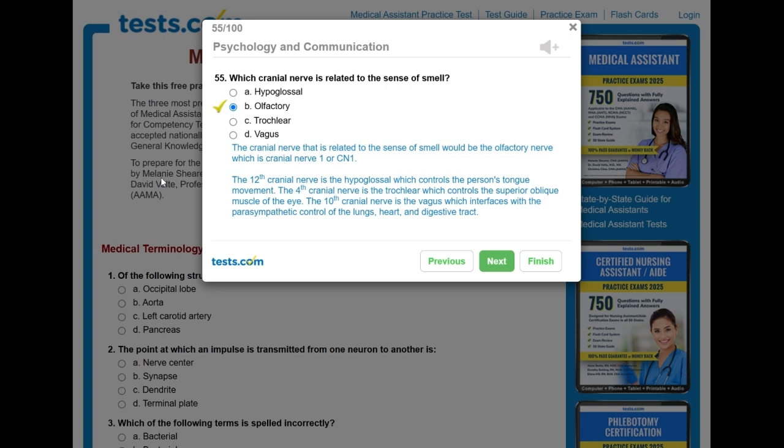The cranial nerve that is related to the sense of smell would be the olfactory nerve, which is cranial nerve 1, or CN1. The 12th cranial nerve is the hypoglossal, which controls the person's tongue movement. The 4th cranial nerve is the trochlear, which controls the superior oblique muscles of the eye. The 10th cranial nerve is the vagus, which interfaces with the parasympathetic control of the lungs, heart, and digestive tract.